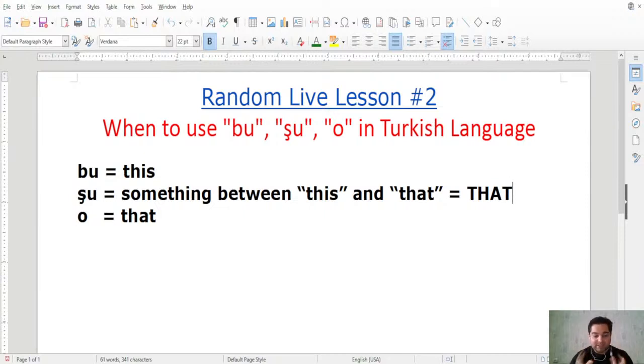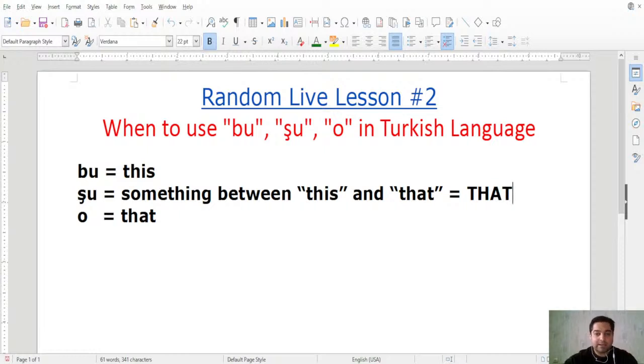Bu is very clear. Bu is something in front of you, okay? You don't have to point it distantly. So bu is here. It's in front of you. O is very distant. Therefore, you probably point to that thing using your hand, okay? Give me o kitabı verir misin? Okay? O kitabı. But şu is something that is very close to you, but not necessarily very close, but not necessarily very distant either. But in essence, if you really want to translate whether şu really means closer to this or that, of course şu is closer to the meaning of that rather than this, okay?